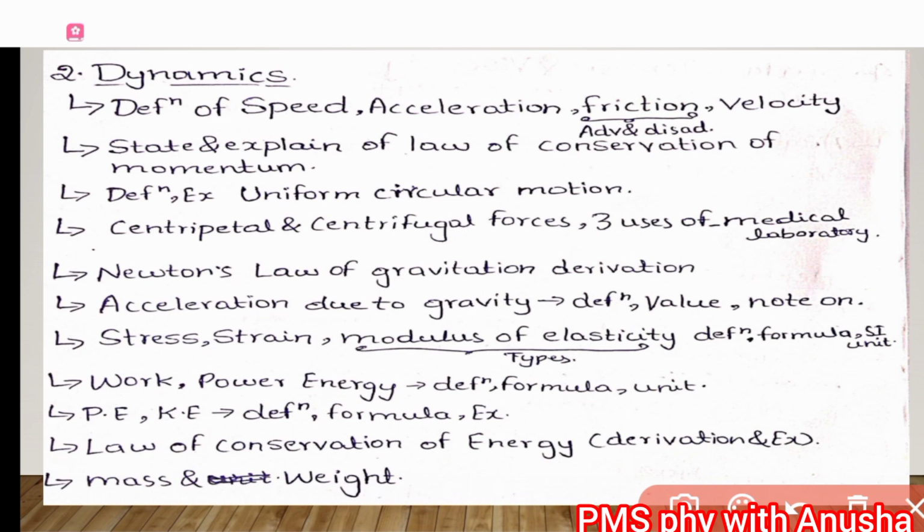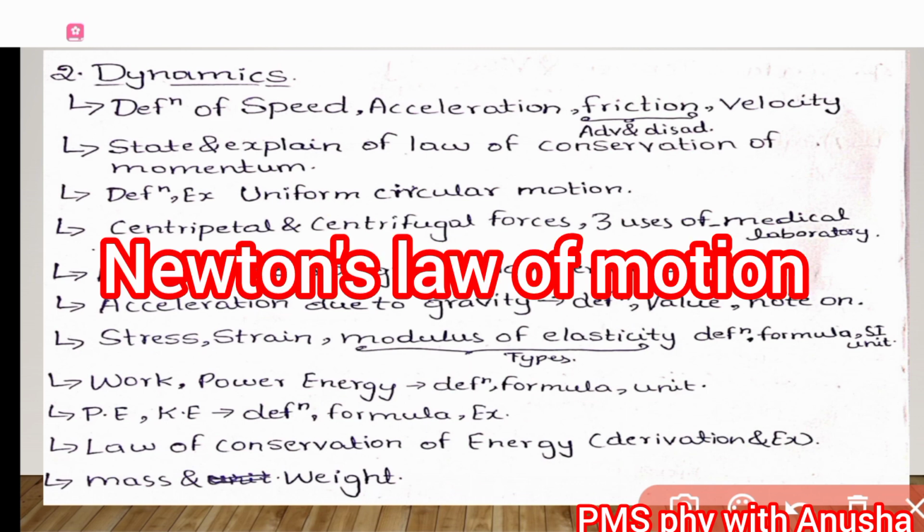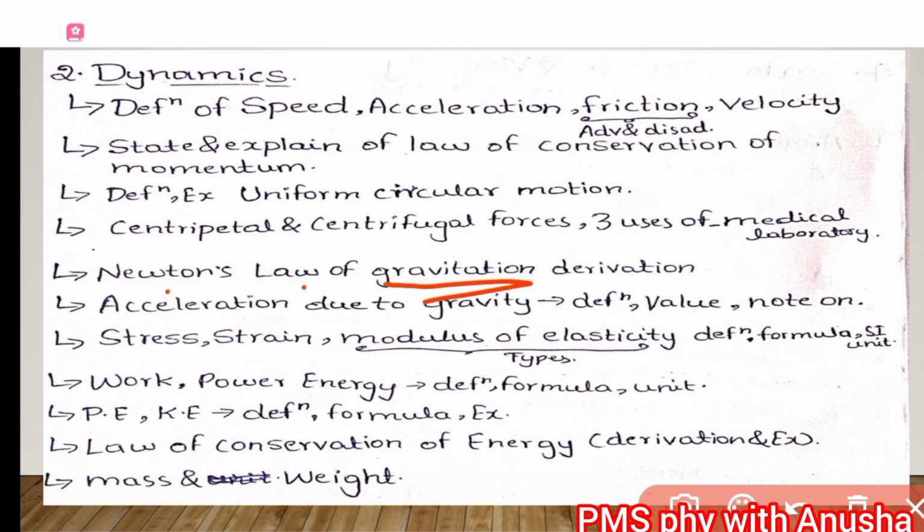Next, also study Newton's law of motion and Newton's law of gravitation, that is F is equal to G m1 m2 divided by r square, and the related derivation. In the same way, for Newton's law of motion, you have to explain the 3 laws of motion. Next, acceleration due to gravity, the definition, value, and they may ask, write a note on acceleration due to gravity.